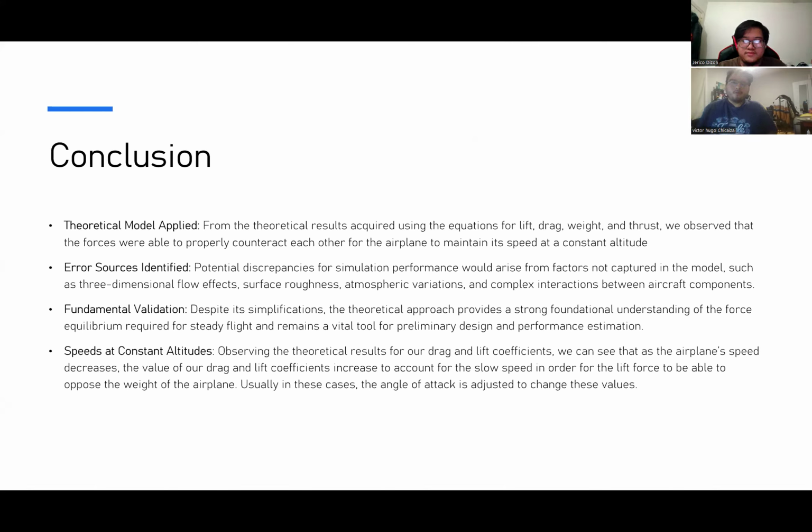For our theoretical model, we used the standard equations for lift, drag, weight, and thrust to analyze the airplane in steady level flight. For the calculation, we confirmed that all four forces balance each other, meaning the aircraft maintains a constant speed at a constant altitude.